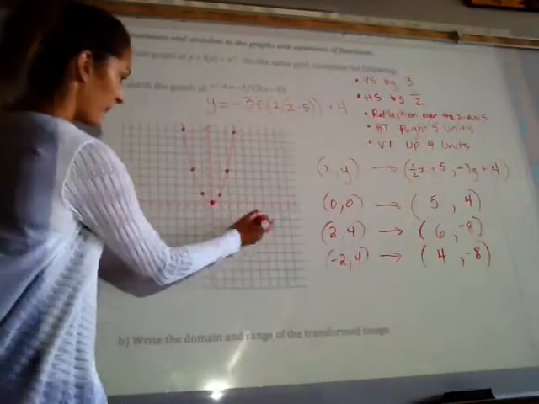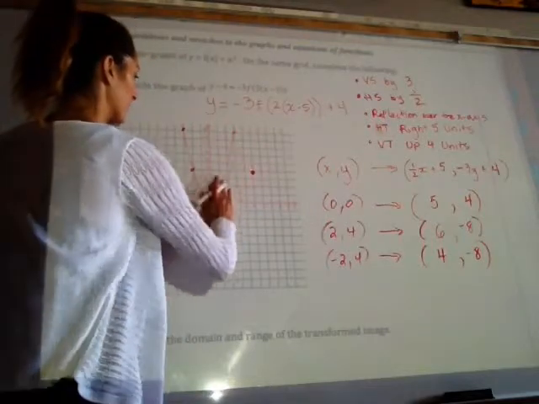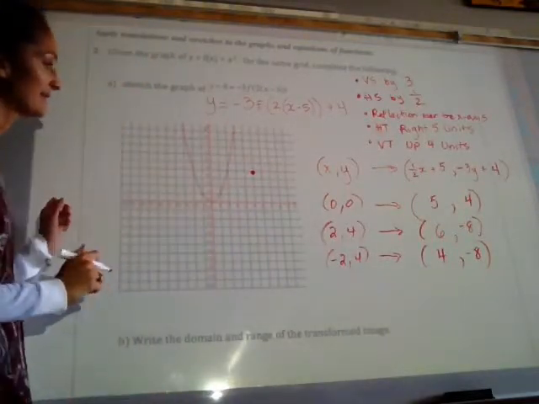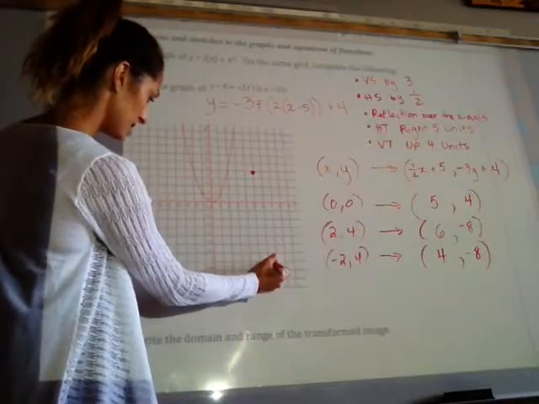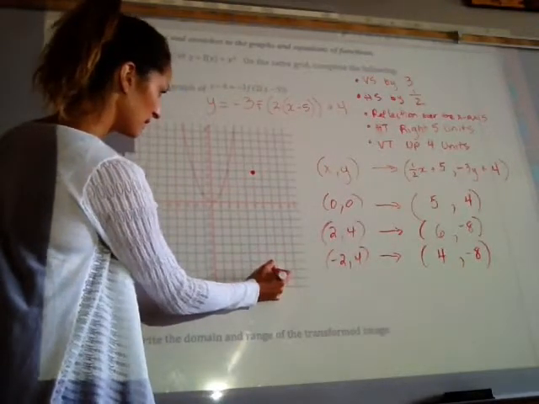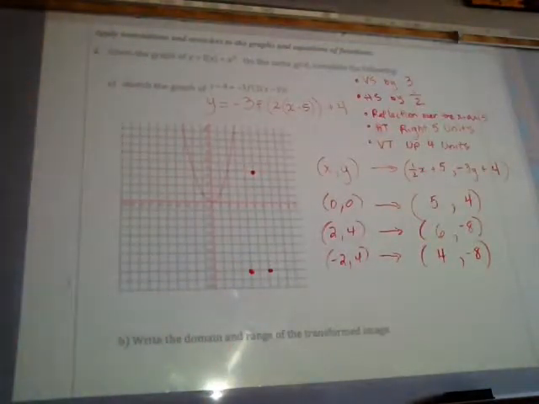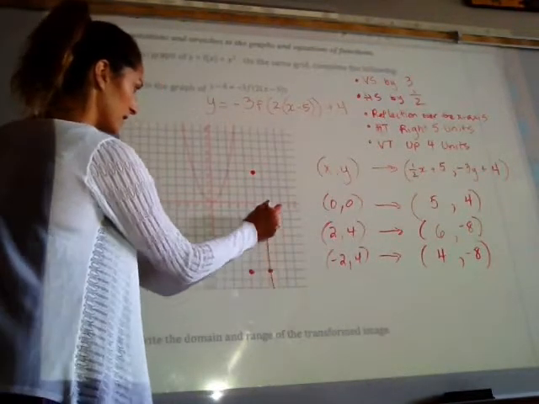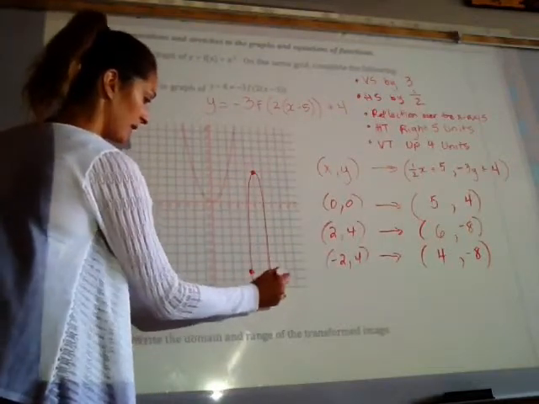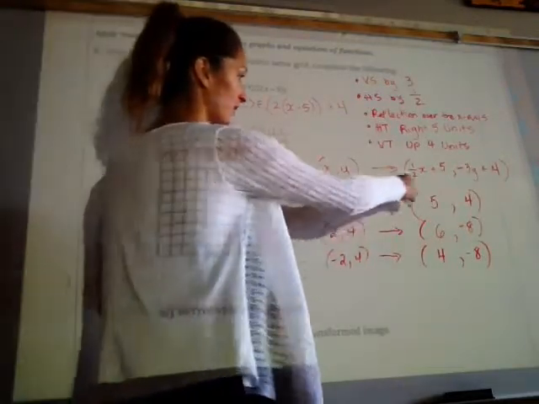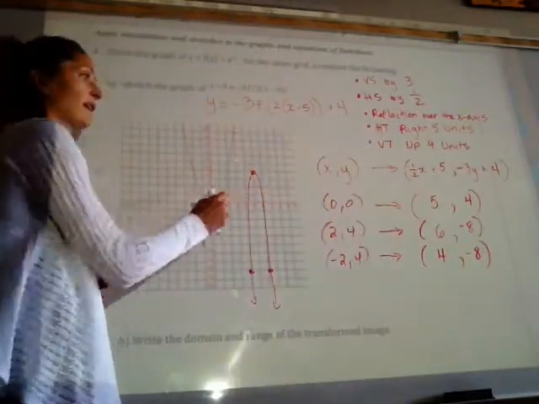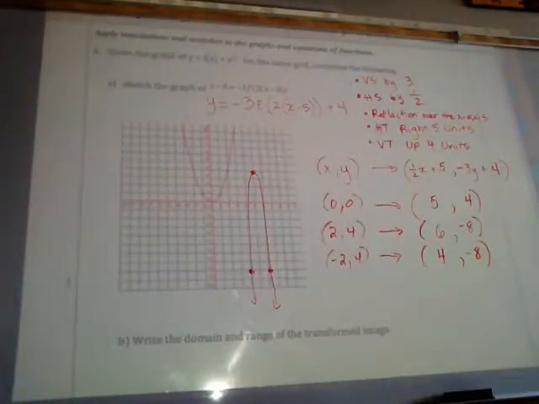We have 5, 4. Okay, 6, negative 8. And 4, negative 8. Who can tell me which direction the arms will be going? Down, because we had a reflection over the x-axis. Good. And another thing to think about was 0, 0 was our vertex, so the new vertex is at 5, 4, which was right here. So that's how we can use point mapping to transform a graph.